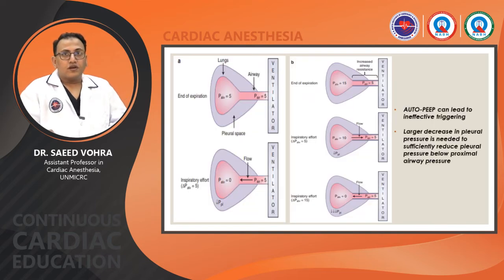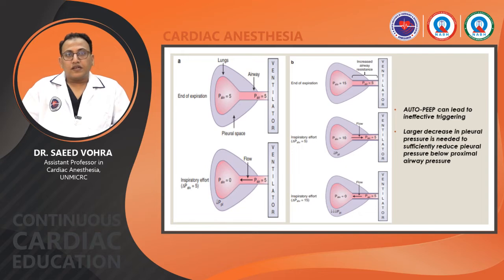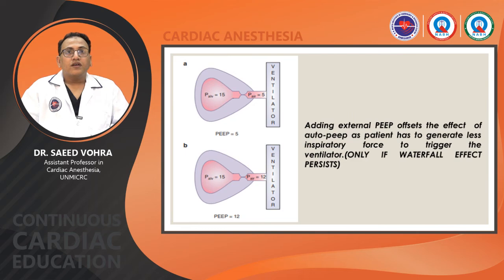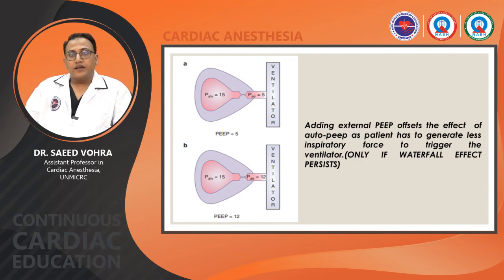You can see that with auto PEEP there is an increased requirement for pleural pressure to become more negative to make the ventilator sense the breath. So by adding extrinsic PEEP, you can help in nullifying the effect of auto PEEP.